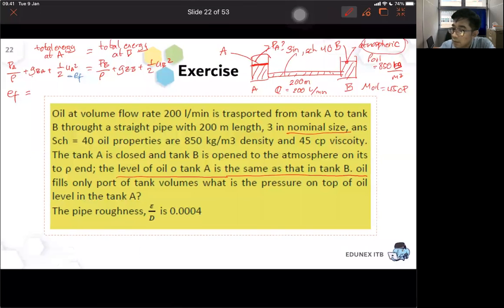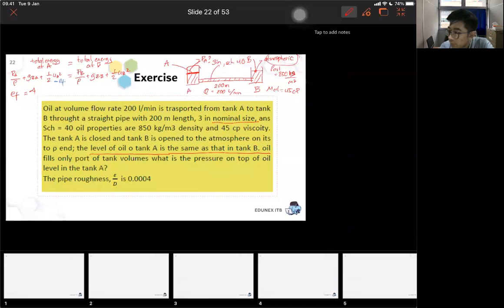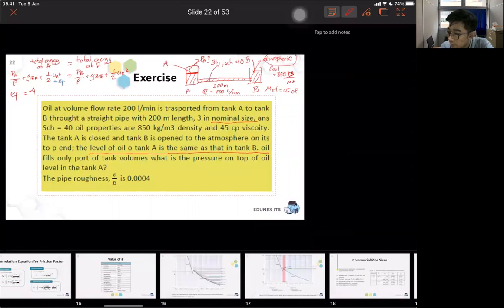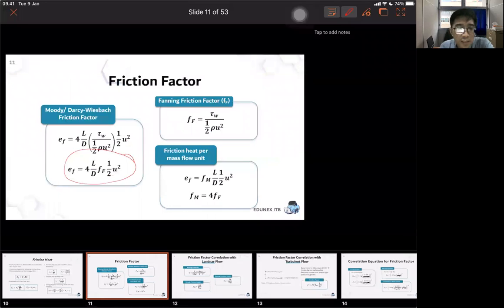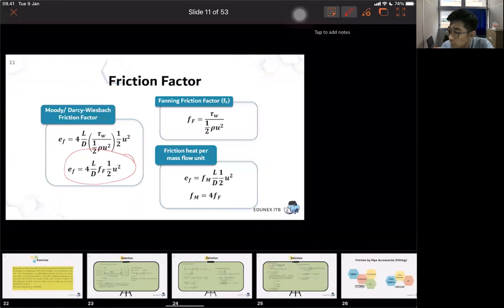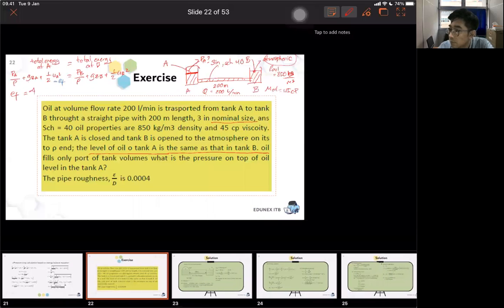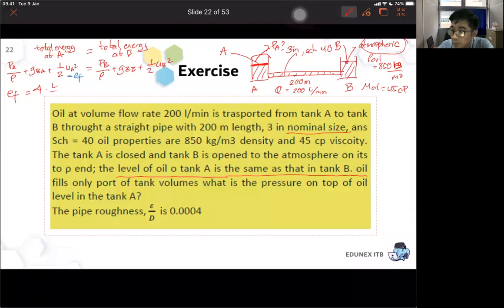Okay, EF will be this one, right? 4 times L per D times friction factor times half times velocity square. So you need L per D, the friction factor, and half times velocity square. Okay, which data do you already have?